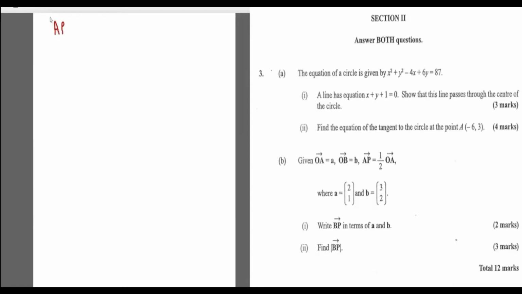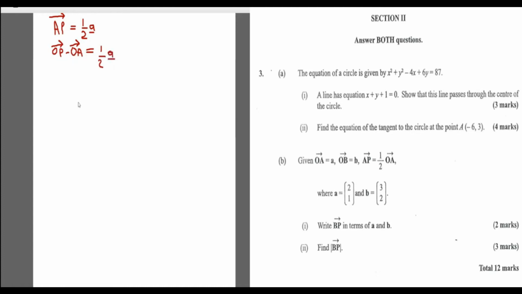So they told us that AP is equal to a half OA. So what they're telling us is that AP is equal to a half A. This is what they're virtually saying. AP is a half A. All right. Now, if AP is a half A, AP is really OP minus OA. OP minus OA is AP. And so that's equal to a half A.